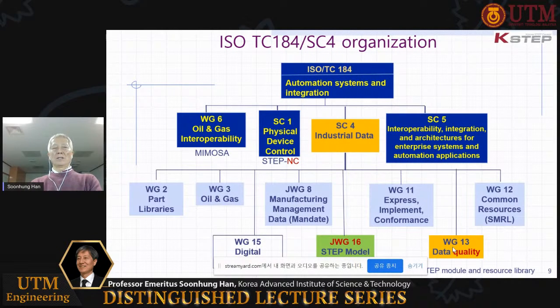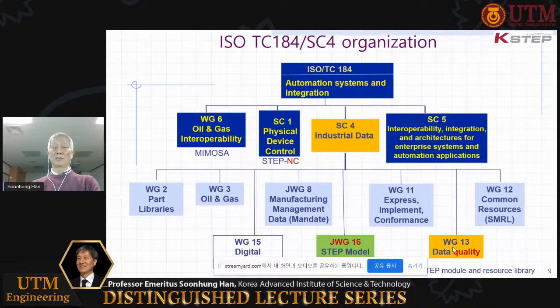So this is the organizational structure of ISO TC 184. They handle automation of manufacturing, so automation systems. Under them, there are 3 subcommittees, SC, and 1 working group. Subcommittee 1 is for numerical control machines, drilling machines.